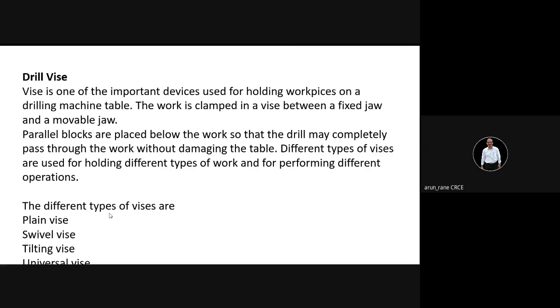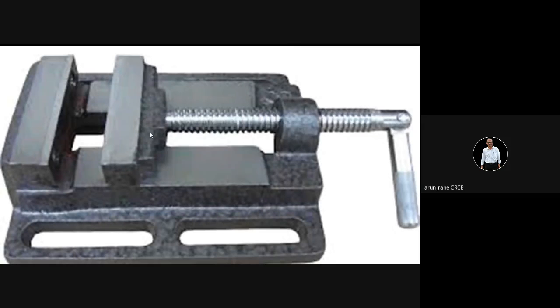This is the description of the drill vise. If they ask for a short note for 4 marks, explain drill vise, then this will be useful for you. Everything will be asked from the notes only. See, this is your fixed jaw, and this is your movable jaw. With the help of this handle, this can be moved in and out depending upon the width of the workpiece. I think you are familiar with this. Since you have been to the machine shop in the first year, you are aware of this.